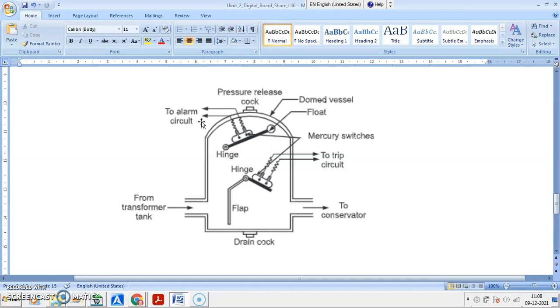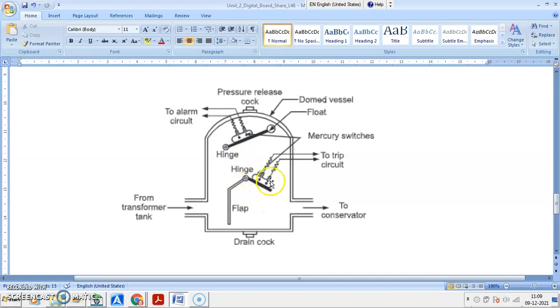But when you have a huge short circuit inside the transformer or a severe fault, huge heat develops and the oil gets decomposed into gas, especially hydrogen gas. 70% of the contents of oil decomposition is hydrogen gas. Light in weight, this high pressure gas rushes from the tank to the conservator and it pushes this particular mercury switch, this hinge.